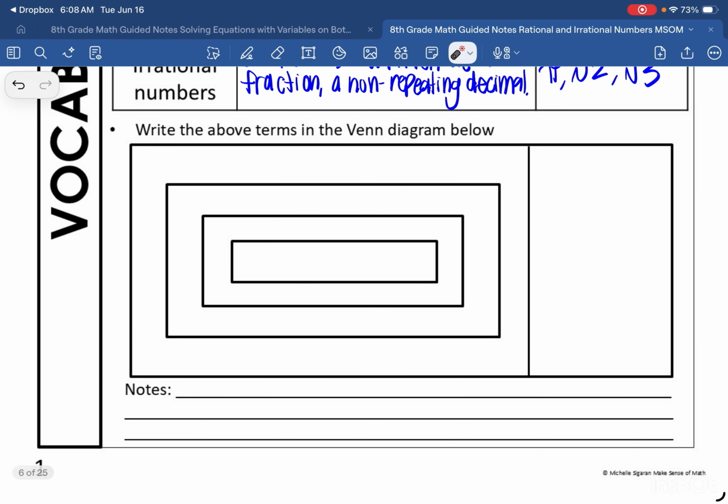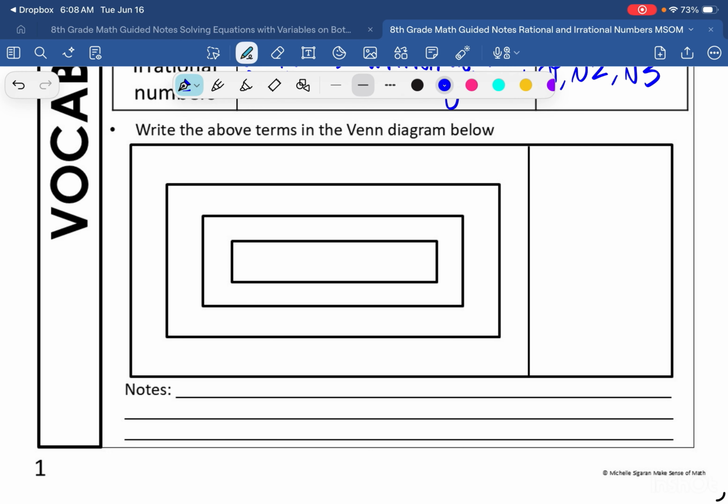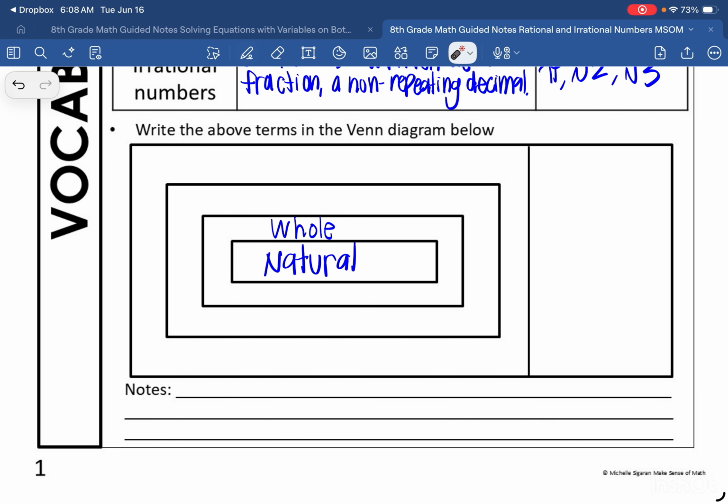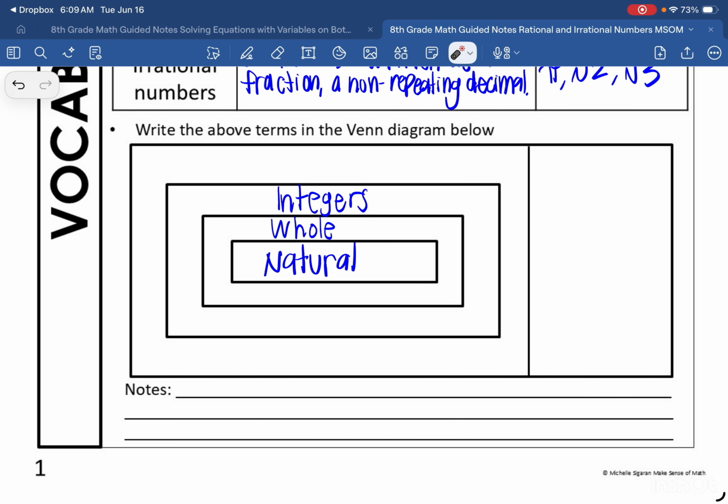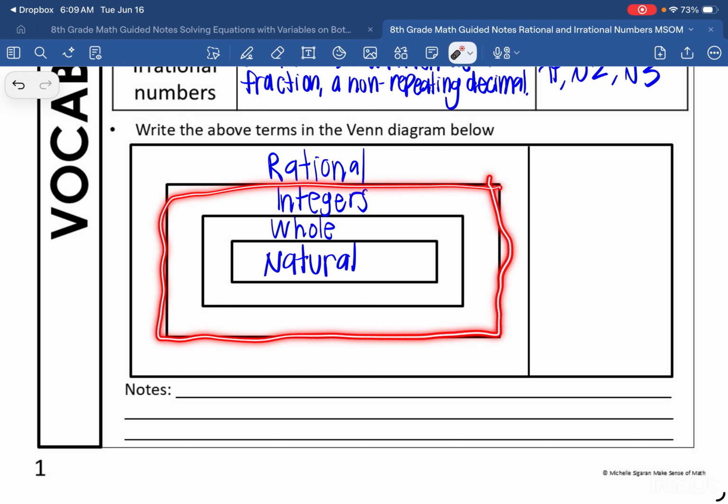We are now going to place the above terms in a Venn diagram. We're going to start with natural numbers here in the middle, and then whole numbers will come next. That means whole numbers include all of the natural numbers. Then we have integers, which include all of the whole and natural numbers plus the negatives of those. Then come rational numbers on the outside. That means it includes all of these integer, whole, and natural numbers plus some more numbers.